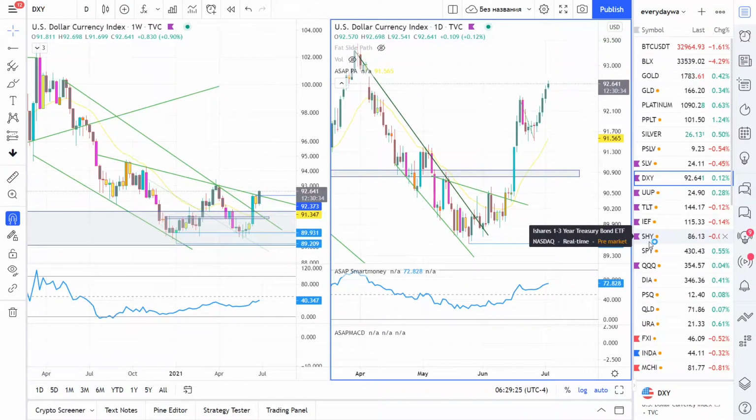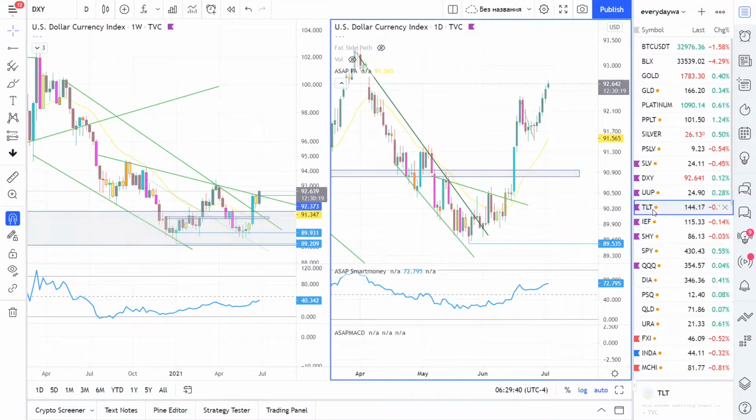We have SHY, that's the 1 to 3 year ETF. We have IEF, that's 7 to 10 year treasury bonds. And we have TLT, that is the 20-year plus treasury bond ETF. So we're going to look at the TLT.